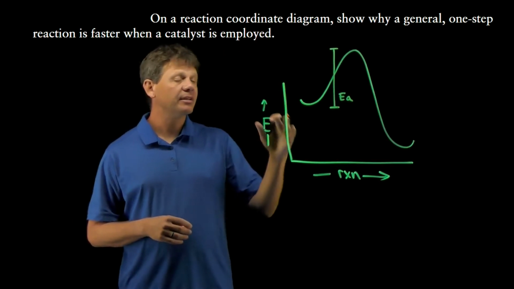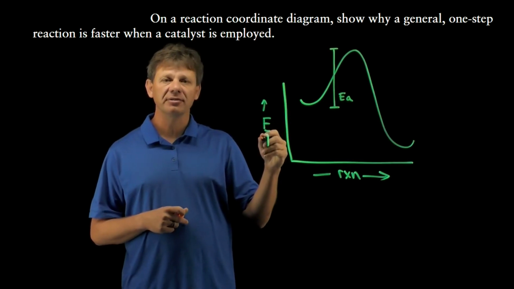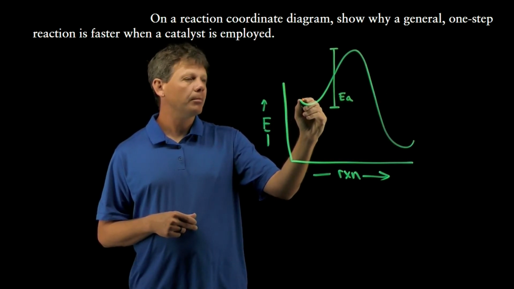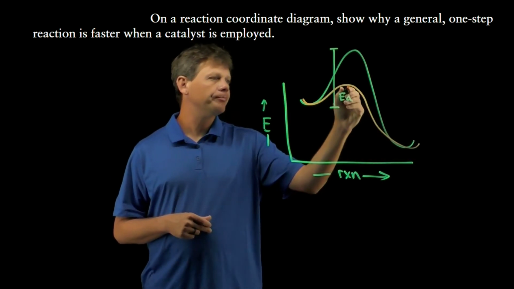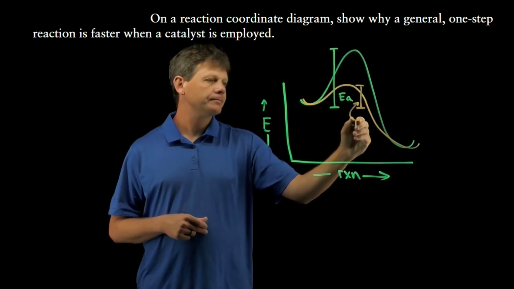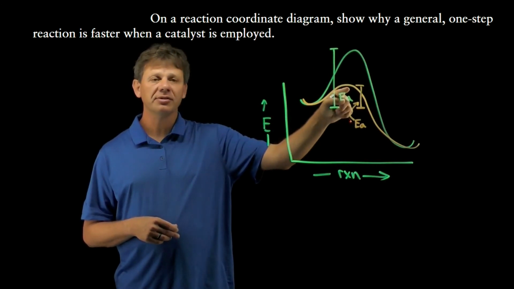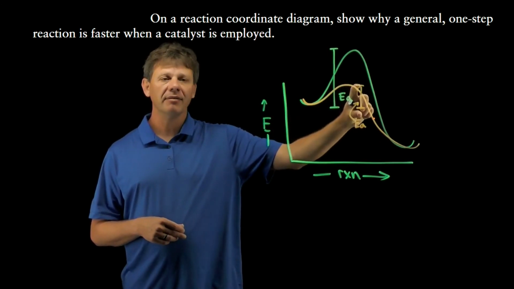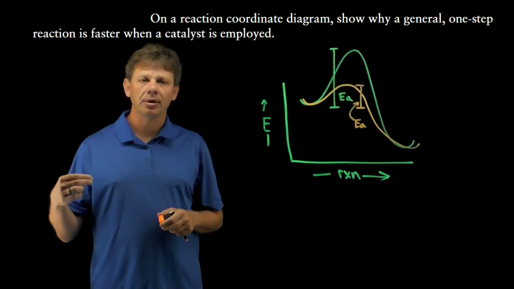Using a catalyst, catalysts lower the activation energy, so we're going to assume that this is still one step. But being catalyzed, the activation energy is going to be lowered, and so now we have our new activation energy here. By lowering the energy of the transition state, we have lowered the activation energy, and a reaction with a lower activation energy is going to be faster.